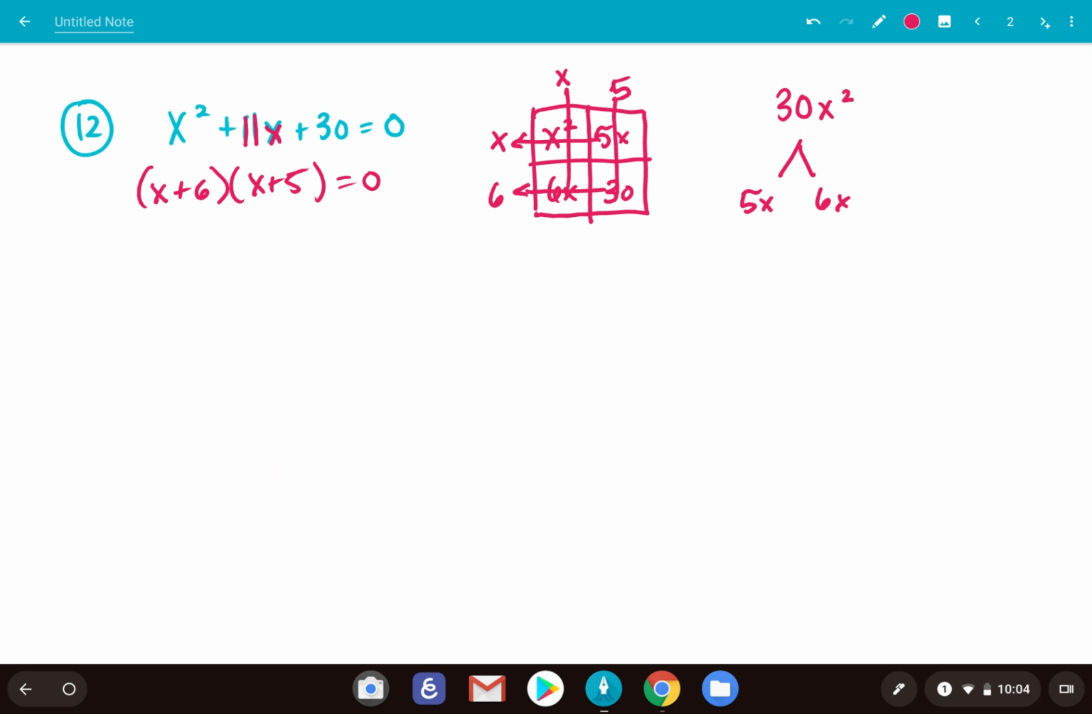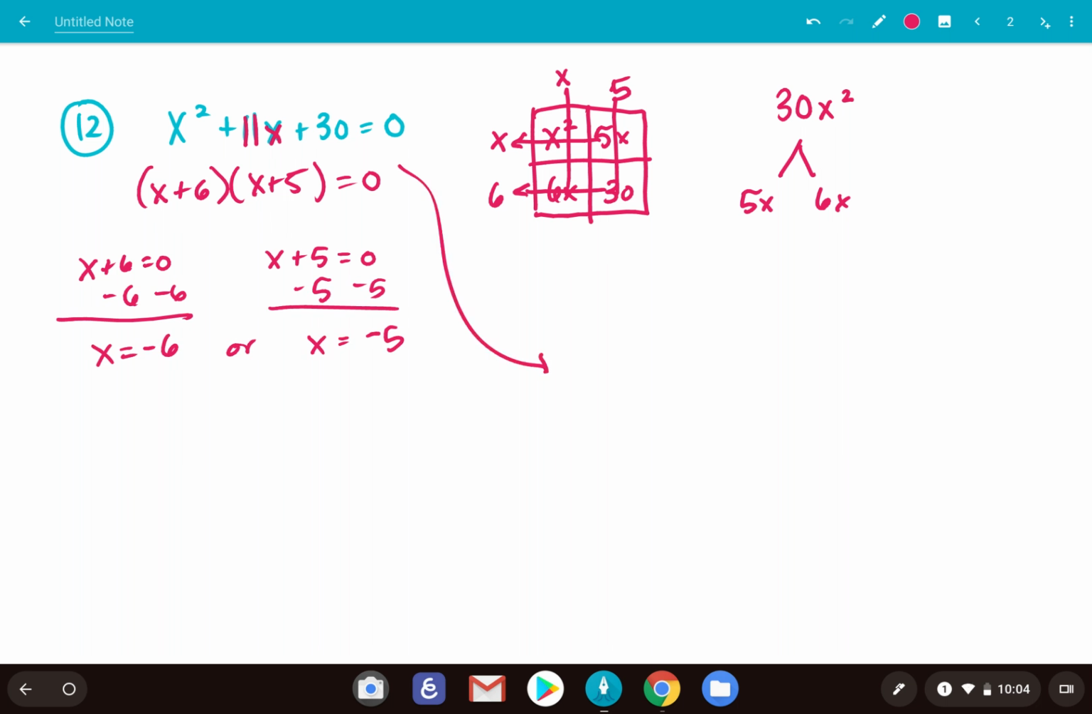So that's factored, and then I could use the zero product property by setting each of these factors equal to 0 and solve. x would either be negative 6 or x would be negative 5. You can also use the quadratic formula for this one.